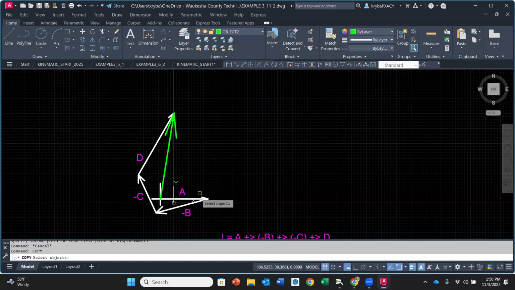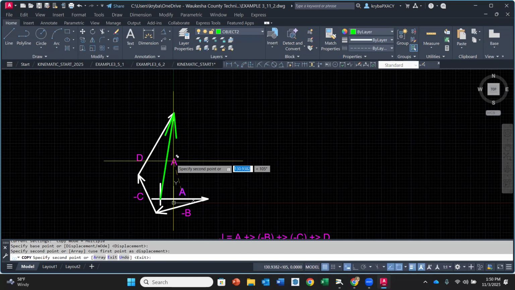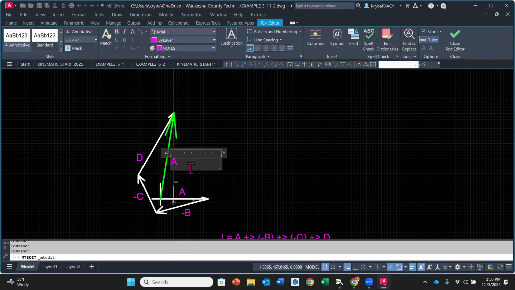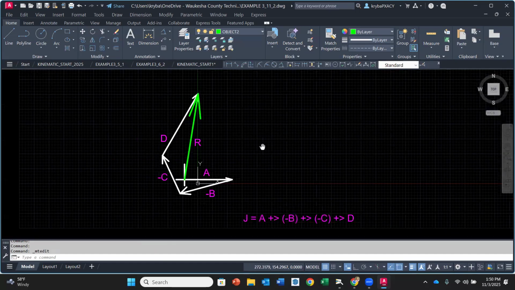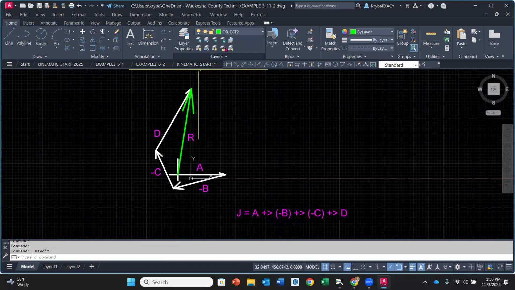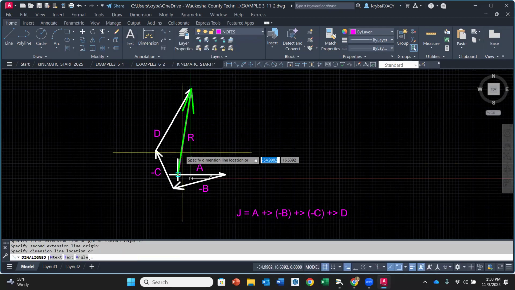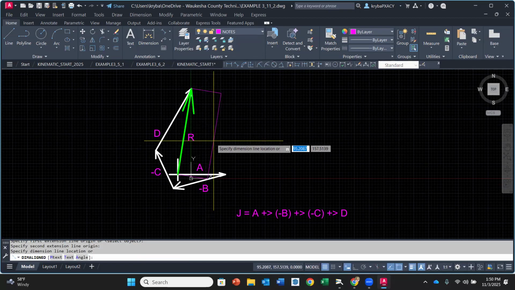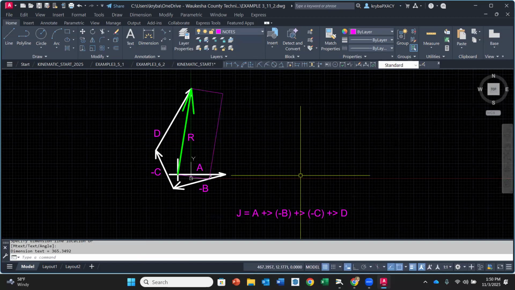Then I'm going to copy one of my letters because this is my resultant. So I want to label that as resultant. Okay. And then I'm going to change to my notes layer. I'm going to put an aligned dimension for the length of my resultant, which I cannot see, right?